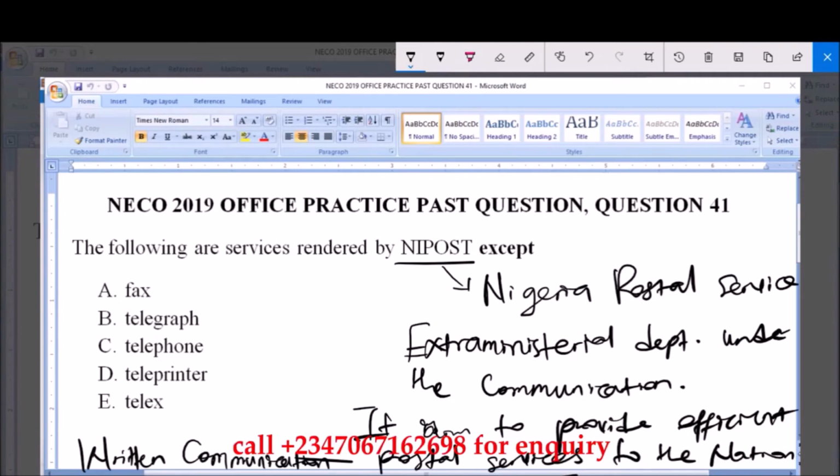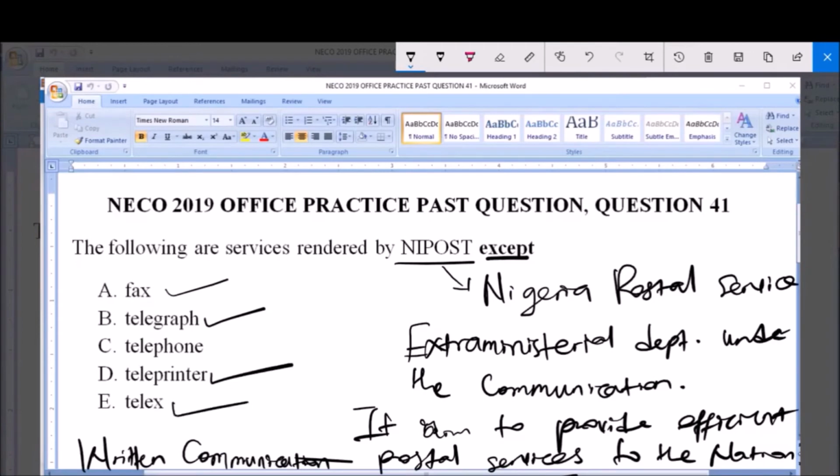Now the question says the following services are rendered by NIPOST except, that is, an option which is not part of the services rendered by NIPOST. A says fax. Fax is correct because it's a written communication. B says telegraph. Telegraph is correct because it's a written communication, part of the services rendered by NIPOST. Teleprinter is also a written communication, and telex is also a written communication. But option C says telephone. Telephone is not a form of written communication. It is an audio method of exchange of information, and it is not a service rendered by NIPOST. So the answer to this question is option C, telephone.